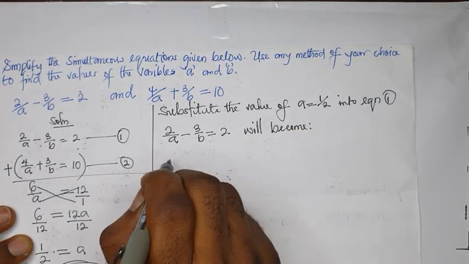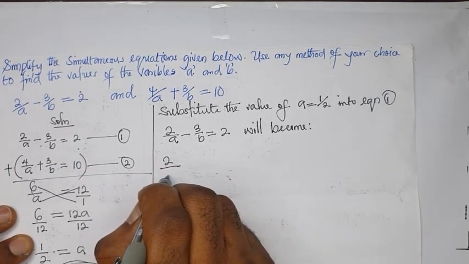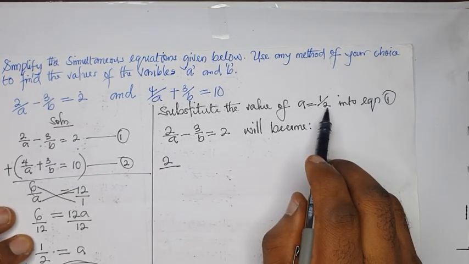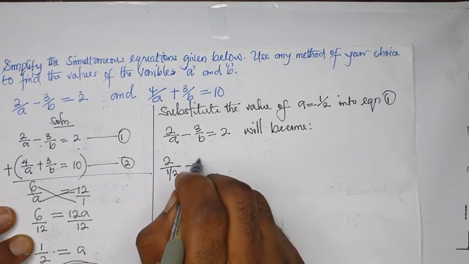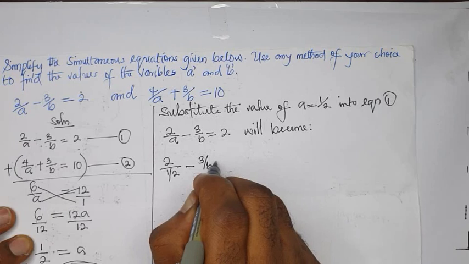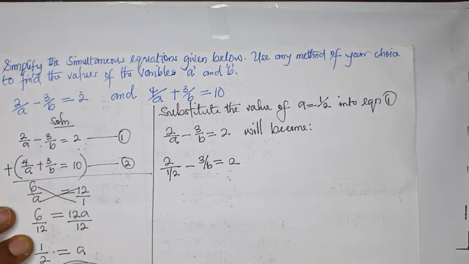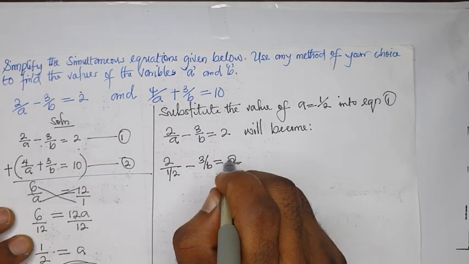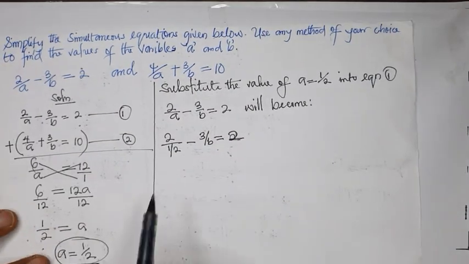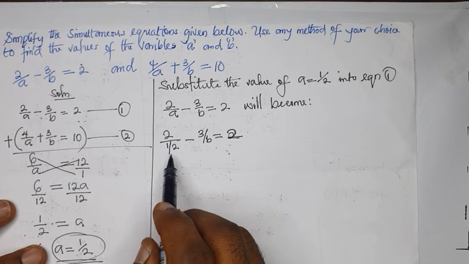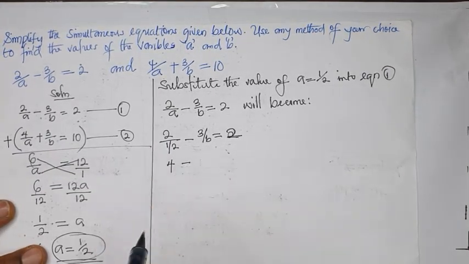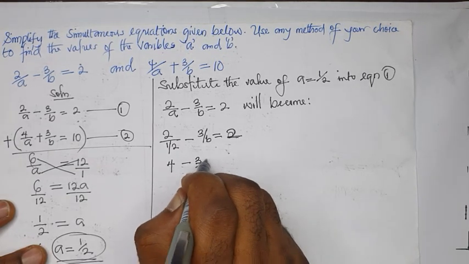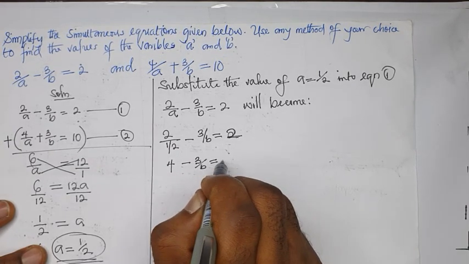What will it be? Instead of writing 2 all over a, I already know the value of a to be half. So it's going to be 2 all over half minus 3 all over b is equal to 2. Now we can find the value of b with ease. This is 2, okay? Alright. So if we divide 2 by half, first, that gives us the value 4. So now we have 4 minus 3 all over b is equal to 2.